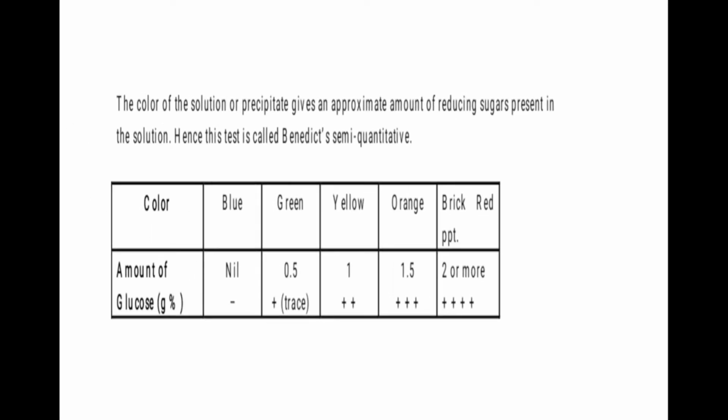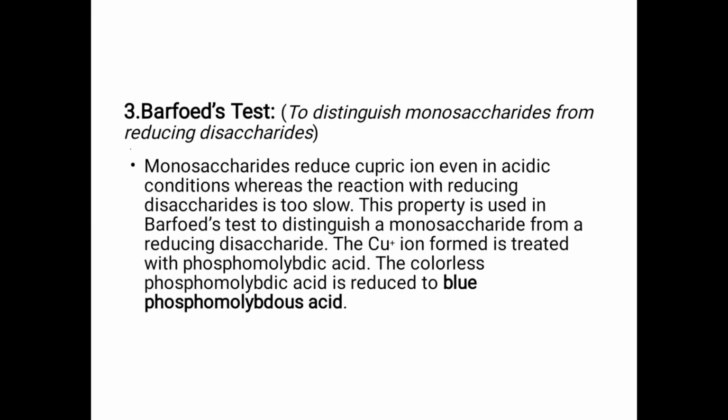So how many tests have we completed? One is the Molisch test, which is a general test for carbohydrate. Then Benedict's. If it is a carbohydrate, suppose glucose, it is confirmed. So we have to go on to check whether it is reducing or non-reducing. For that we used Benedict's test. The next test is the Barfoed test.